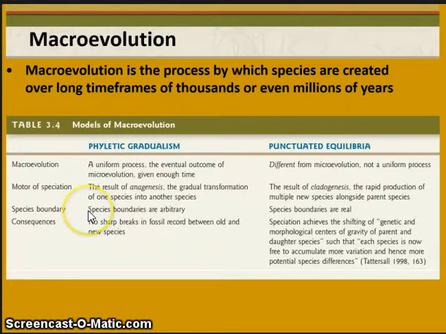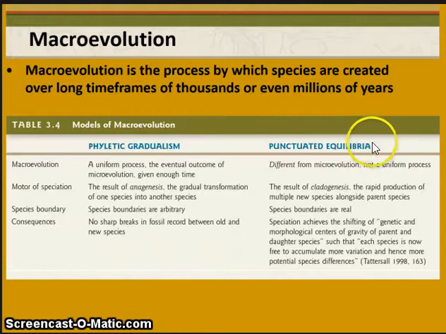In phyletic gradualism, the species boundaries are arbitrary. That's because populations are constantly evolving. As a consequence, there are no sharp breaks in the fossil record between old and new. We can find all these intermediate species within the fossil record that explain this transition from one species to another.